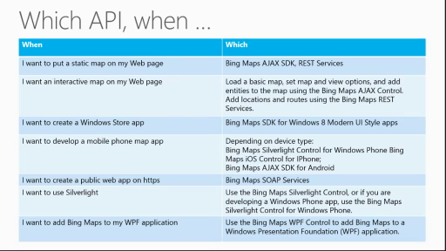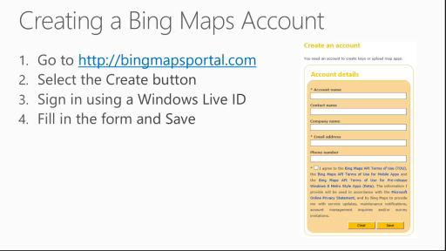So how do you get started with Bing Maps as a developer? The first thing you need to do is go over to bingmapsportal.com and create a Bing Maps account. So you click on the create button, you enter your account name. You need to sign in using a Windows Live ID. A Windows Live ID could be an account from Outlook.com, Live.com, Hotmail.com, any of the accounts that are hosted on the Windows services. This will enable you to log on to bingmapsportal.com.